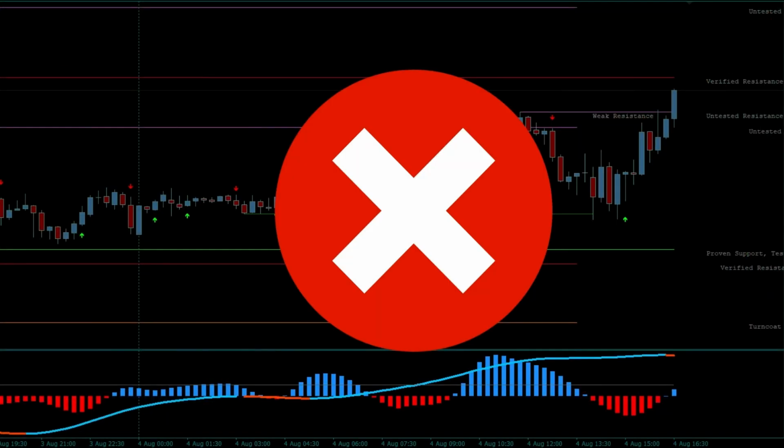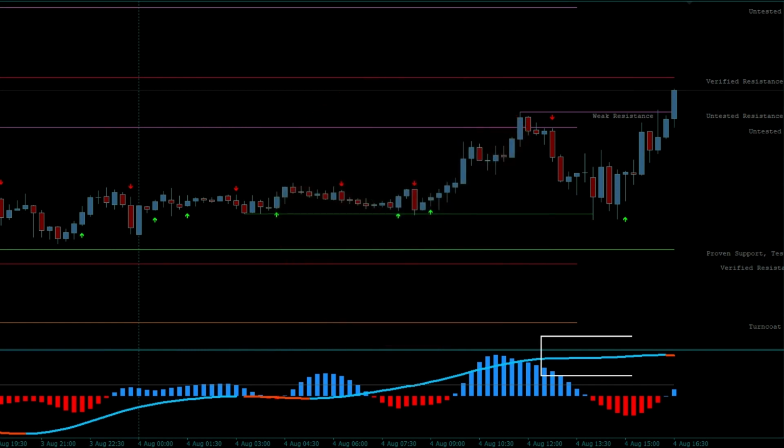Here is not a perfect buy trade because out of 3 conditions, 1 condition is not fulfilled. Here the trend line is above the MACD bar, ideally for a buy trade this is required to be below the MACD bar with blue color.